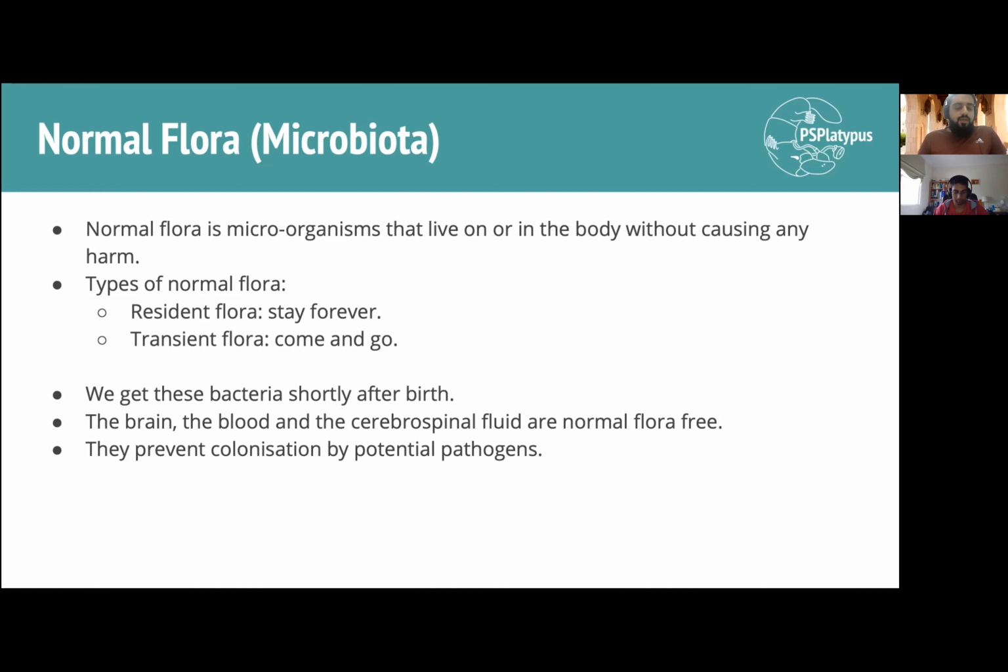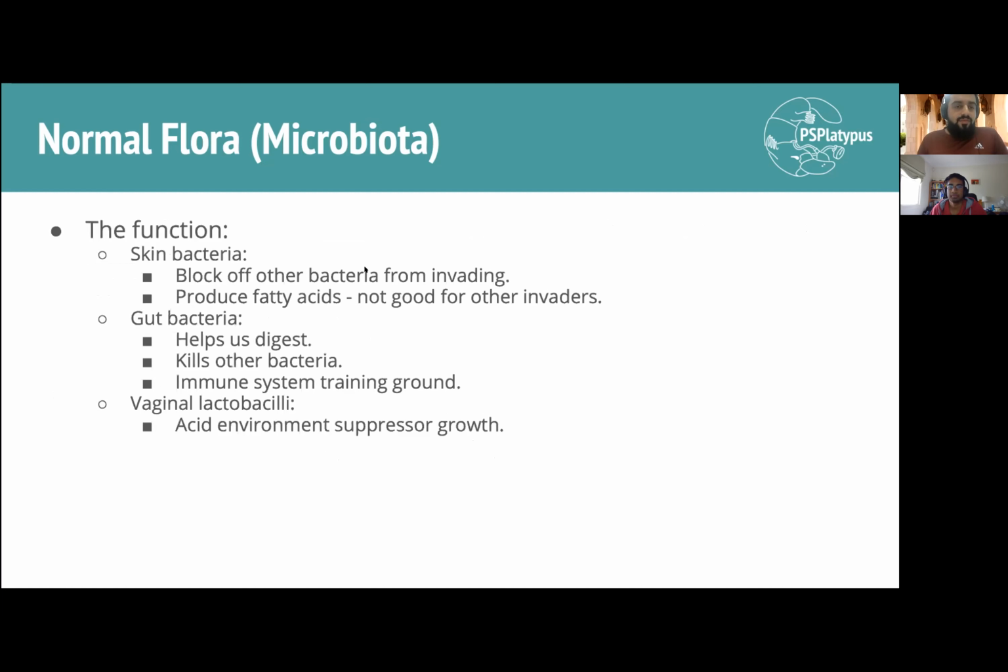And how does it work? It prevents the colonization by potential pathogens. So we can consider it as competing with other pathogens on these surfaces. Some of the specific normal flora functions: skin bacteria block off other bacteria or other pathogens from invading, and they produce fatty acids. Gut bacteria help us to digest food. They compete with other bacteria, and can be considered a training ground for our immune system.